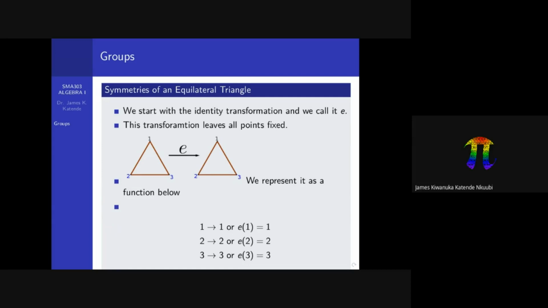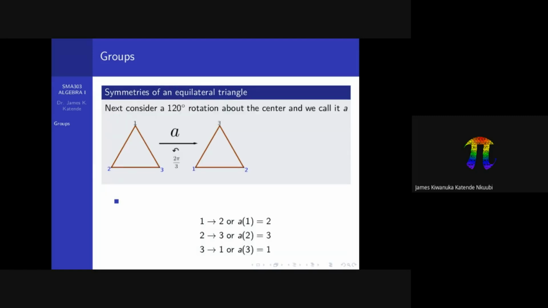Are there any questions on this? So this transformation can now be represented as a function like this. Okay. So we will look for other transformations that have the same effect, where if there were no labels, we would not notice that the triangle has moved. The other transformation that also works is a 120-degree rotation about the center, and we call it A.